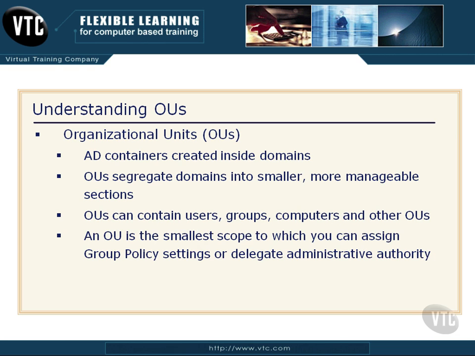Well, an OU, an organizational unit, is the smallest scope to which you can assign group policy settings. Now, that's huge because group policy allows us to make all kind of magic happen. For example, if I want machines to not show the run bar, I can put those client machines in a particular OU. I can create a policy setting to hide the run bar, attach that policy setting to that OU, and any client machine that's inside that OU, they will not see the run bar in their machine.